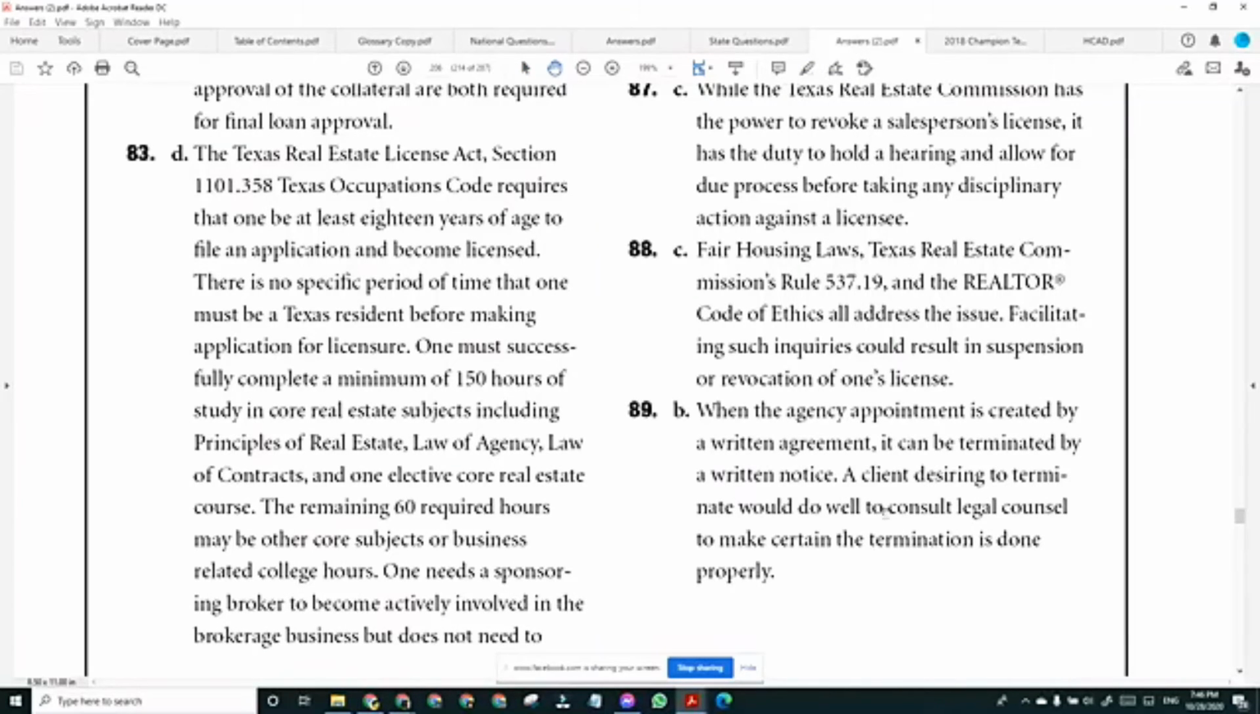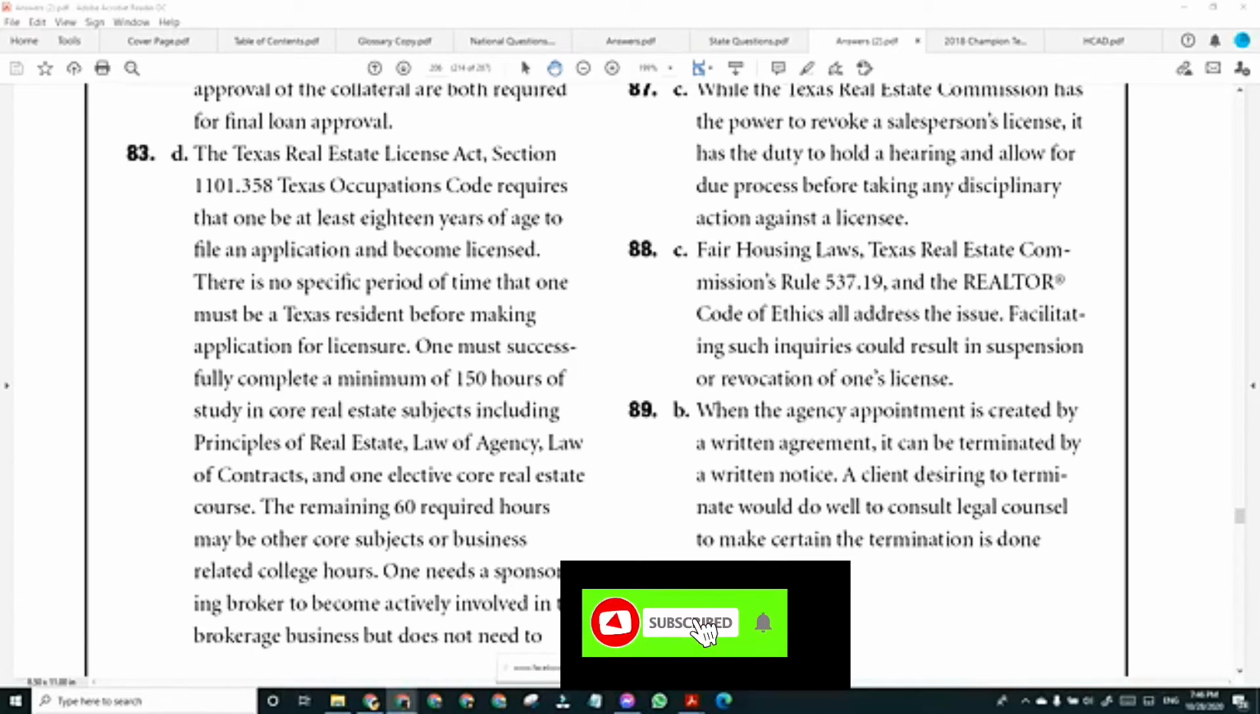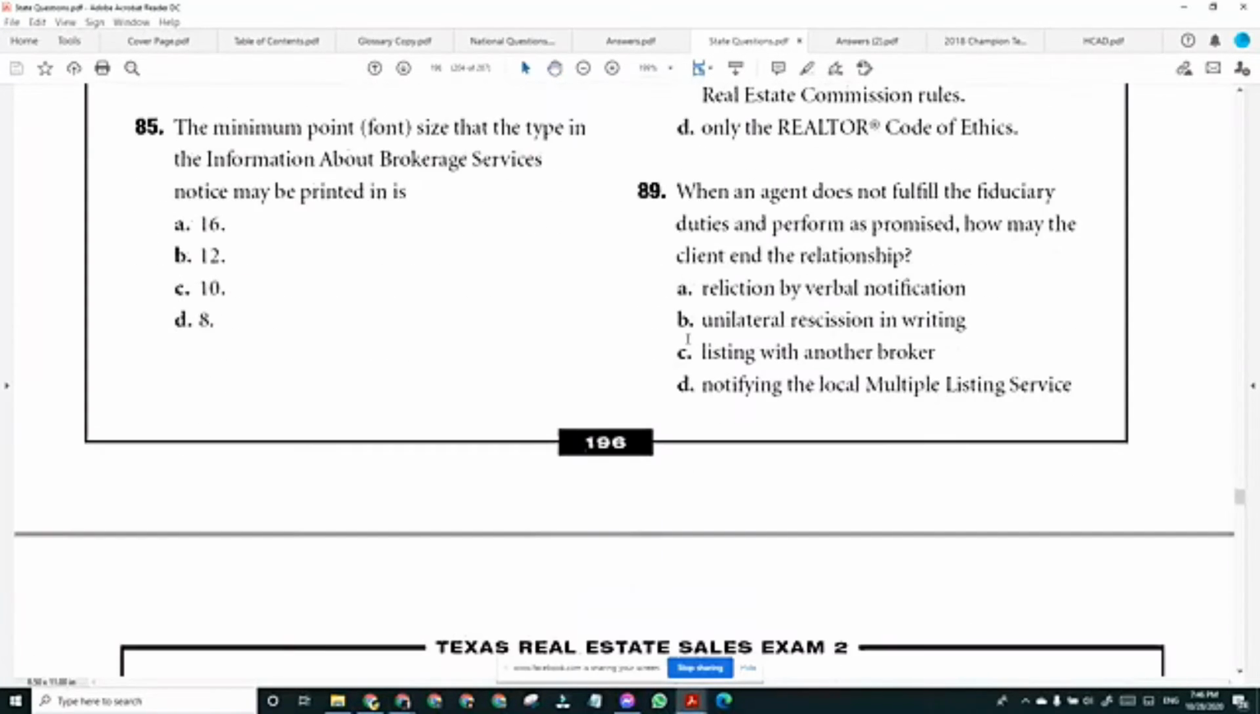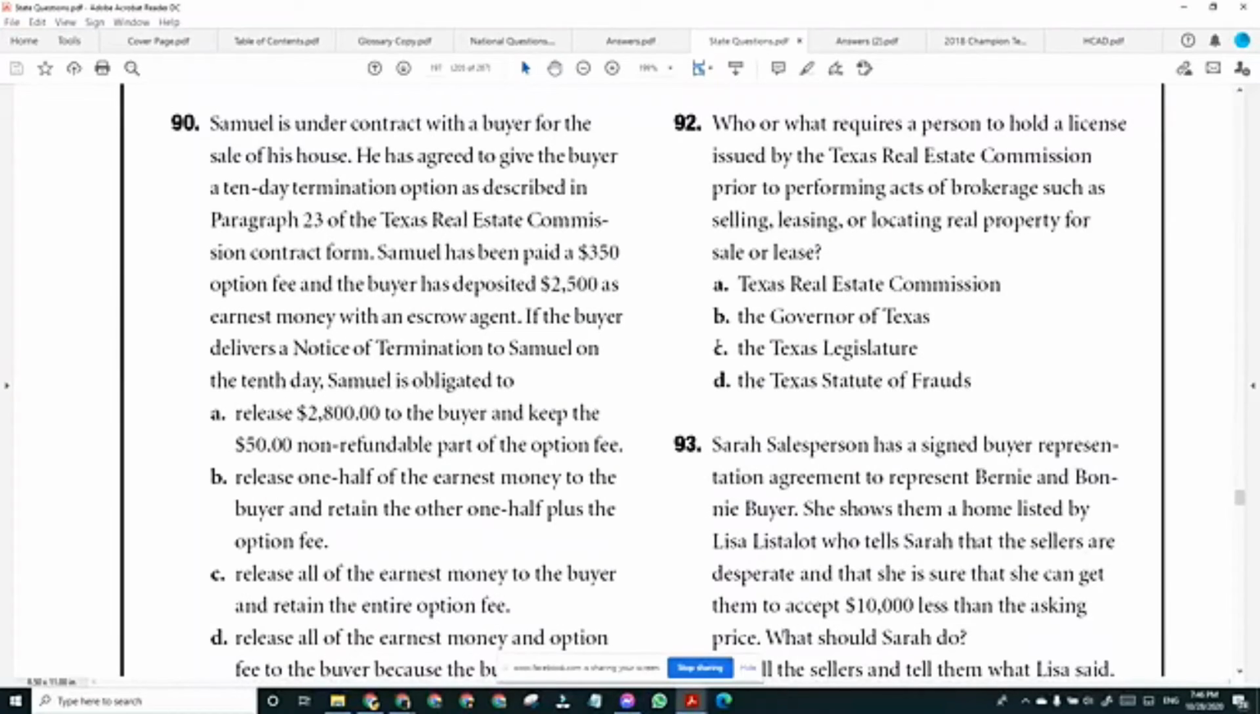89B, when the agency appointment is created by a written agreement, it can be terminated by a written notice. The client desiring to terminate would do well to consult legal counsel to make certain termination is done properly. And so we have a termination of contract and also a termination of listing promulgated contract amendment. 89B as in boy.